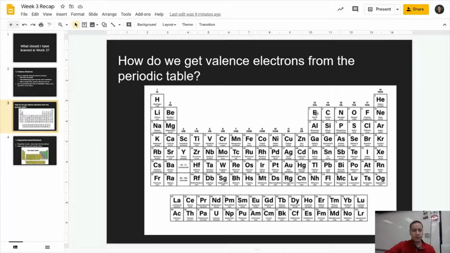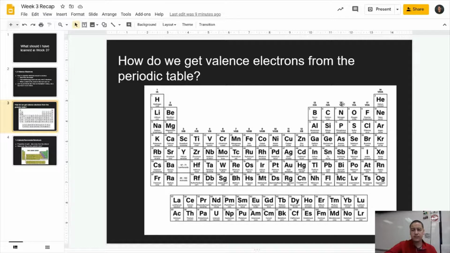You may remember that boron has 3 valence electrons. Well, how am I going to remember that if the group number is 13? Is there a 3 in 13? There sure is. So boron has 3 valence electrons. Let's go to the next group. Carbon, silicon, germanium, tin, lead. They're all in group 14. There's a 4 in 14, so they all have 4 valence electrons.